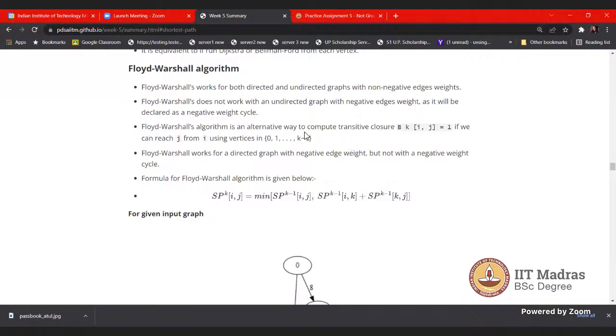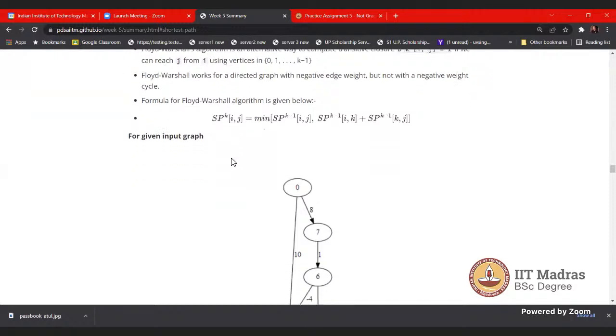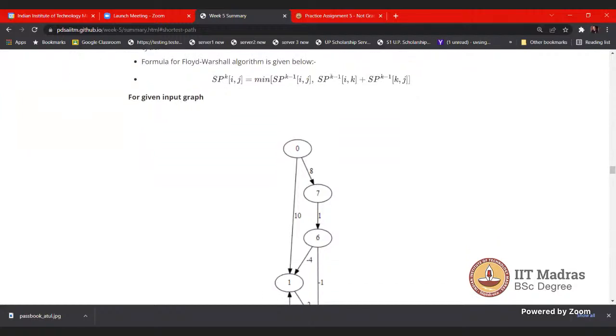So you have already seen transitive closure, where we find the reachability from every node. Floyd-Warshall works for a directed graph with negative edge weights, but not with negative weight cycles. And this is the basic formula to update the distance in our matrix. This SP represents a matrix. For example, if we take this small graph, there is a lot of computation done by this algorithm, so we cannot take a big graph.